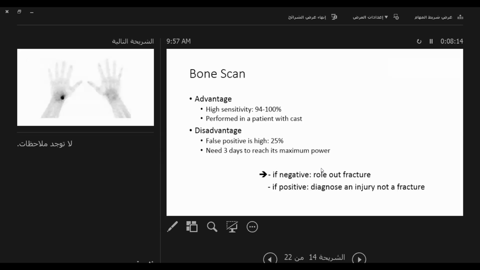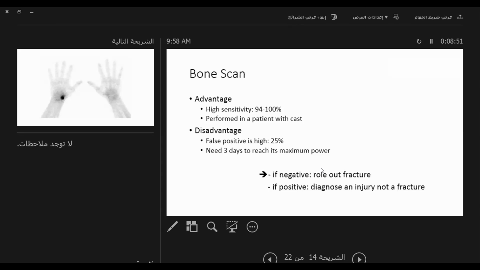It needs 3 days to reach its maximum power, because the bone scan depends on the blood flow to the injured area. And you need 3 days to have the maximum blood flow to the injured scaphoid to have a clear indication by the bone scan that there is a fracture. According to this, it is a very good negative test, because once it is negative, you rule out fracture, and also you rule out other injuries of the wrist joint. But if it is positive, it is very non-specific. It diagnoses an injury, but does not diagnose a fracture.